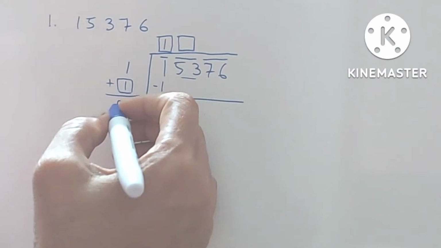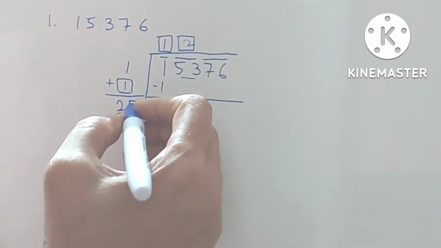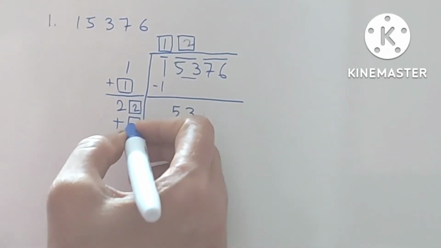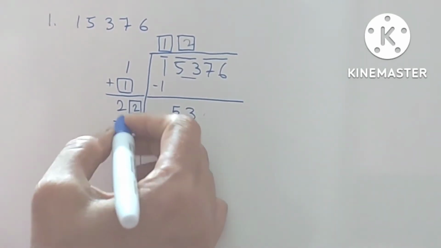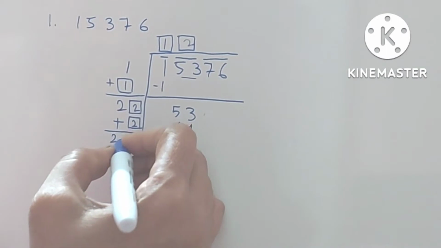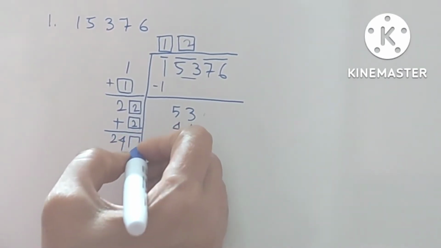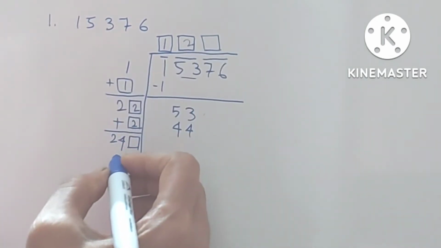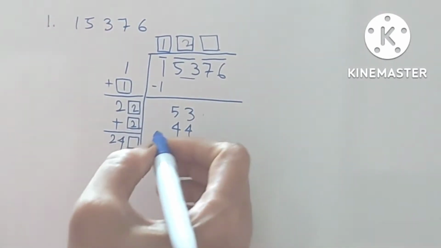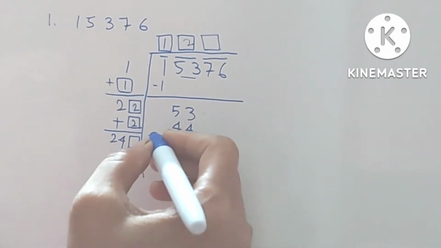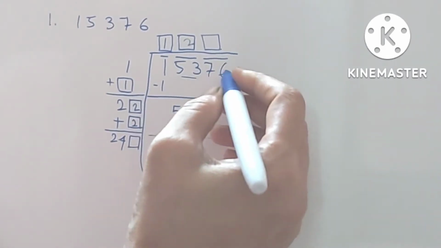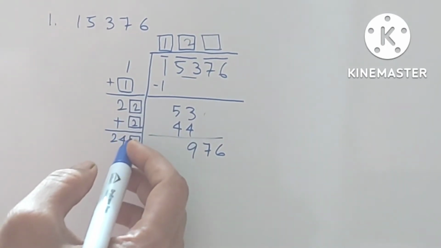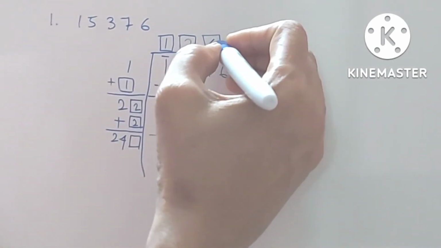Now same number we have to write here and we get 44. Now add same number, so we get 24, and here top and left side we have to multiply same number, and here subtraction we get 9, and write down the next pair 7 6.